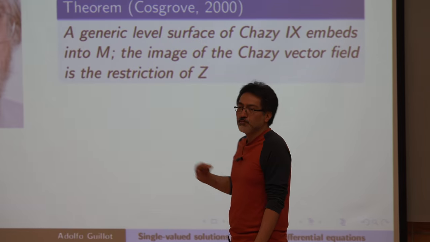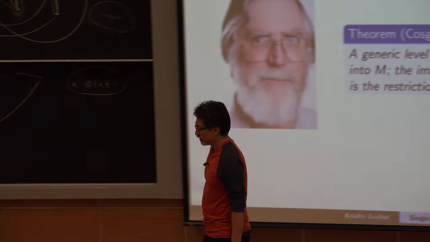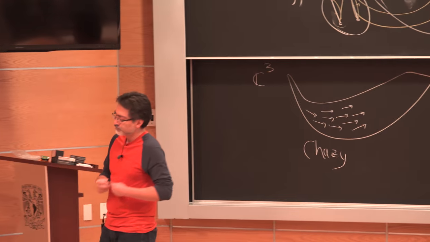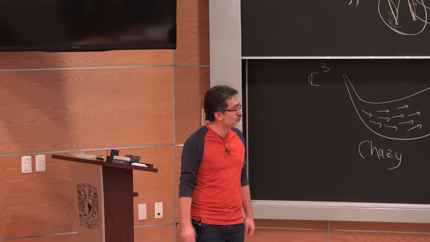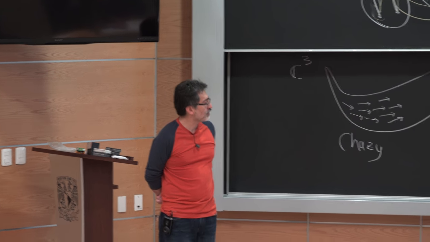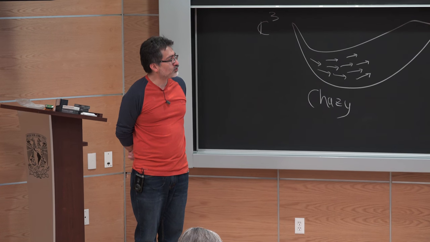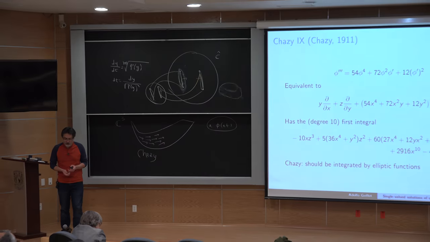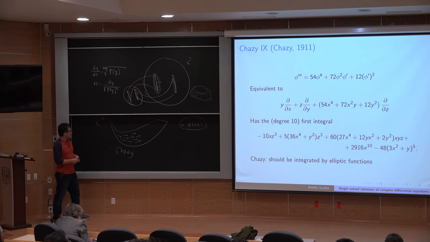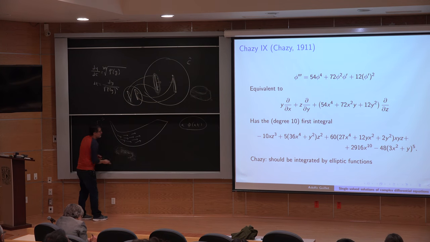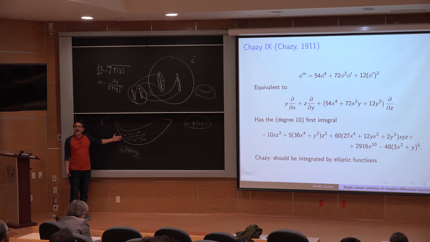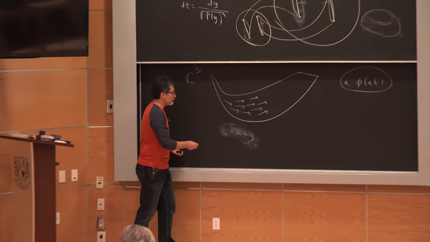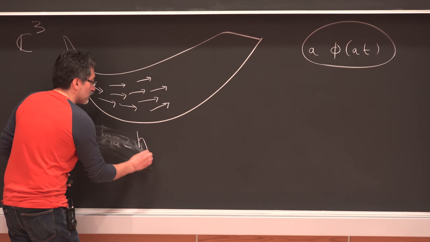So he did this. He did much more. He achieved Chazy's program for three-dimensional third-order equations. And let me go back to Chazy's question. Well, he had a hint. So in general, we can ask: we have an affine variety, we have a vector field, and suppose that the vector field has no multivalued solutions.